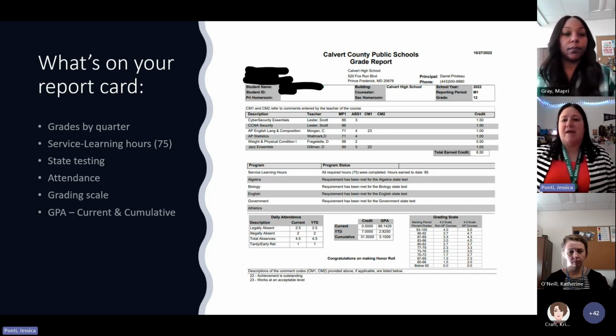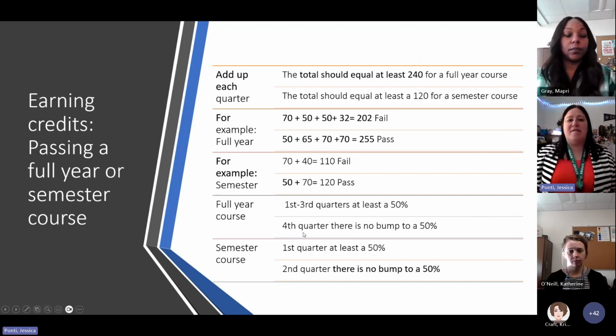So that is the grading scale that we use. So just wanted to familiarize everyone with their report card and what they're looking at. The next thing I want to talk about is what it takes to pass a class. This is a big thing.